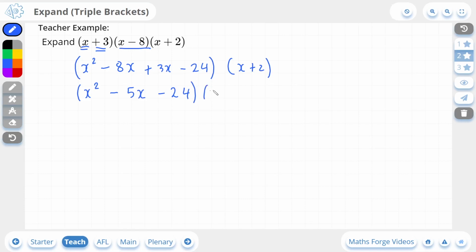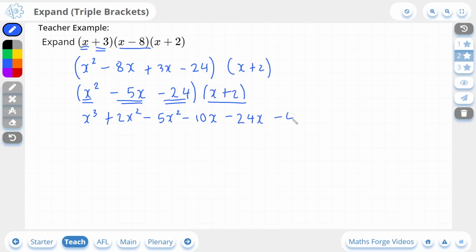And we're now going to expand this with the x plus 2 to the right here. So we're going to do x squared multiplied by everything, which is going to give us x cubed plus 2x squared. And then we're going to do minus 5x multiplied by everything in the second bracket, which is going to give us minus 5x squared minus 10x. And then we're going to do the minus 24 multiplied by everything in the second bracket, which is going to be minus 24x minus 48.